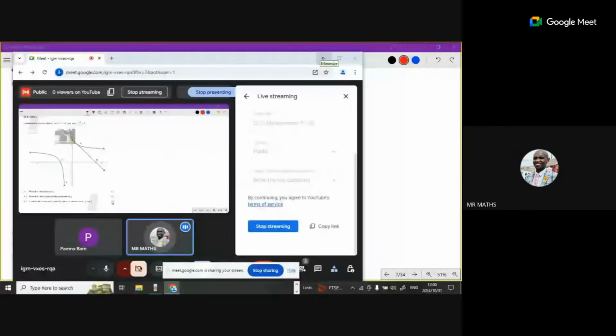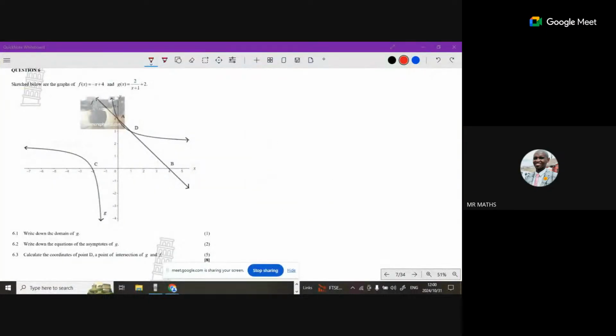Now we have a parabola and a straight line, and they are saying let's write down the domain of g. To find the domain of g, we need to know the graph by drawing the hyperbola. Okay, now what do we know?